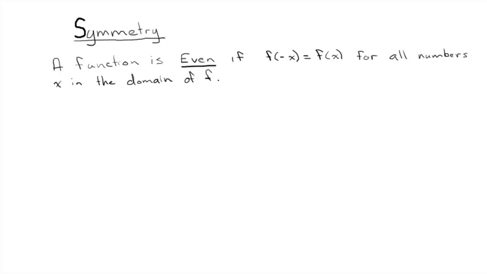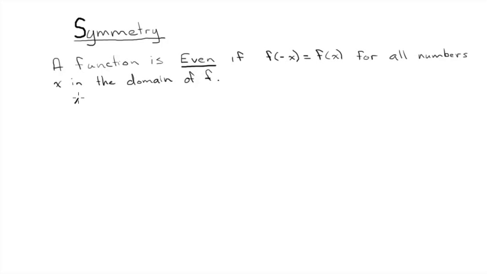In this video we're going to talk about the symmetry of functions. There's two different types of symmetry we're going to look at. The first one is what we'll call an even function. A function is even if f at negative x is equal to f at x for all numbers x in the domain of f.